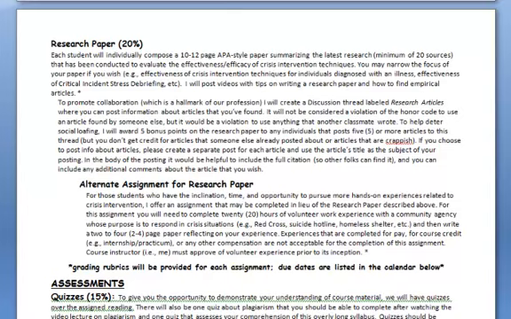And you don't have to do it, but people that post 5 or more articles that nobody else has posted yet get 5 bonus points on the research paper for doing so. But they have to be 5 good articles. And by good articles, I mean articles in peer-reviewed journals. Not stuff from USA Today or Time Magazine.